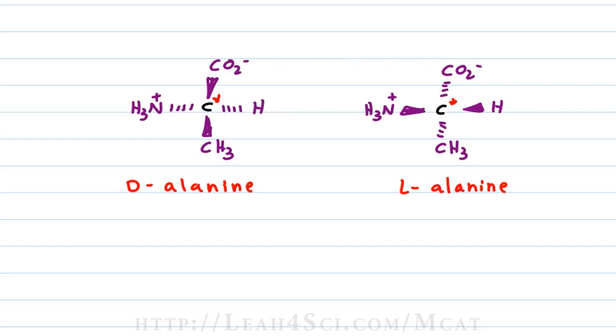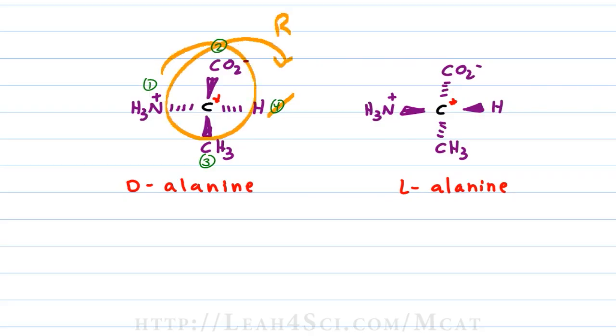And let's prove this by finding R and S for each molecule. We'll start with D-alanine, where our substituents are prioritized: nitrogen, number 1, carbon with an oxygen is number 2, carbon with hydrogen is number 3, and hydrogen is number 4. We get rid of the lowest priority substituent, number 4, and then trace the path from 1 to 2 to 3. Since the top of the path goes to the right, this is R.